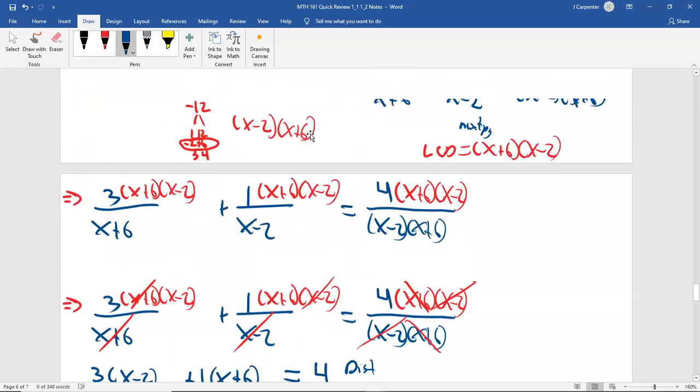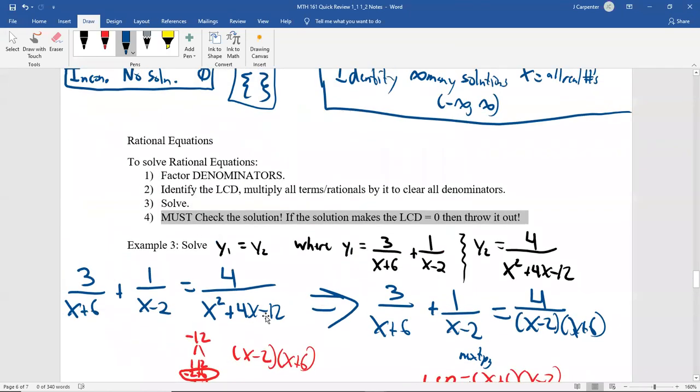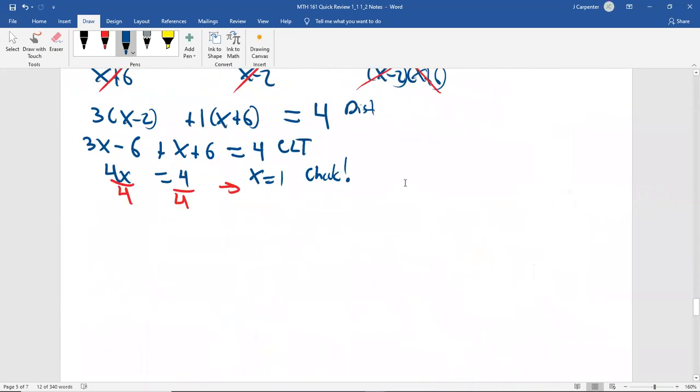And I said, sure, you can go back to the original equation, see if it makes the left and right side match. You probably get the idea that it's going to be ugly. I said the easier way is to see if it makes the LCD 0, and if it does, then toss it out. Because if it makes the LCD 0, the LCD has all of the different denominators built into it. So if it makes the LCD 0, it means it made at least one of the denominators 0, so it doesn't work, throw it out. So let's try that out.